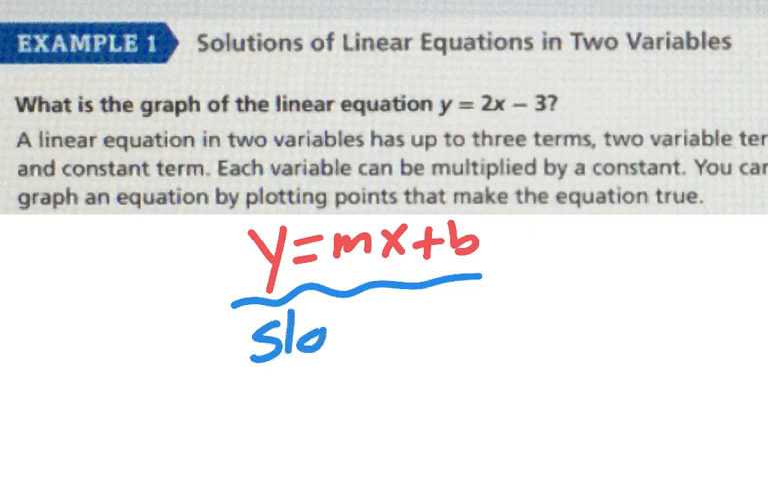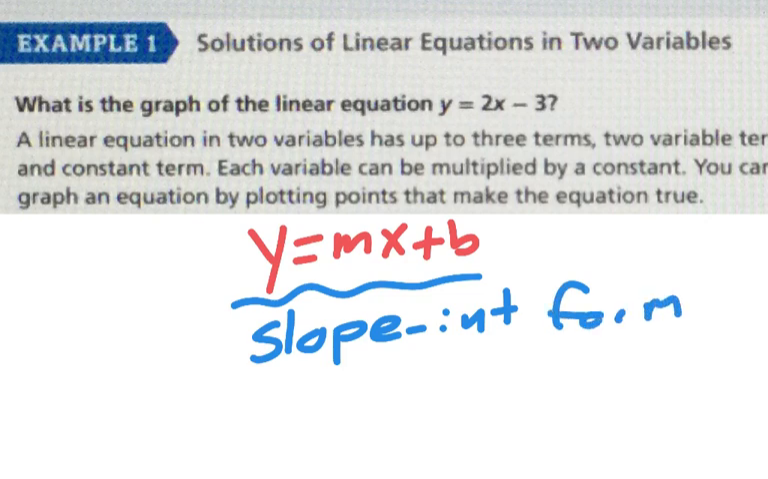So this is called slope intercept form. Now, why do we call it slope intercept form? Because it's got slope. Not quite. We call it slope intercept form because it's easy to identify both the slope and the y-intercept.